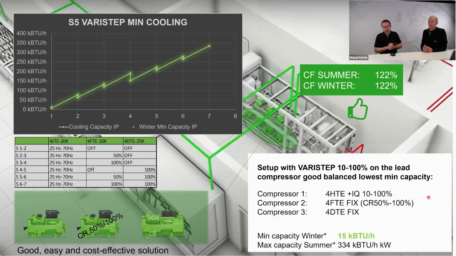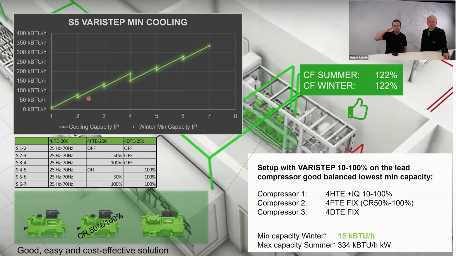Our recommendation is a little bit similar to the variable speed drive. And I see I have one issue on the slide. Here should be the HTE and 10 to 100%, followed by an FTE with 50 to 100% and for DTE 100%. You can go down to 50 kBTU. You will have approximately 30 hertz, a 30% capacity at 40 kBTU. So the efficiency is very good in the low load situation.